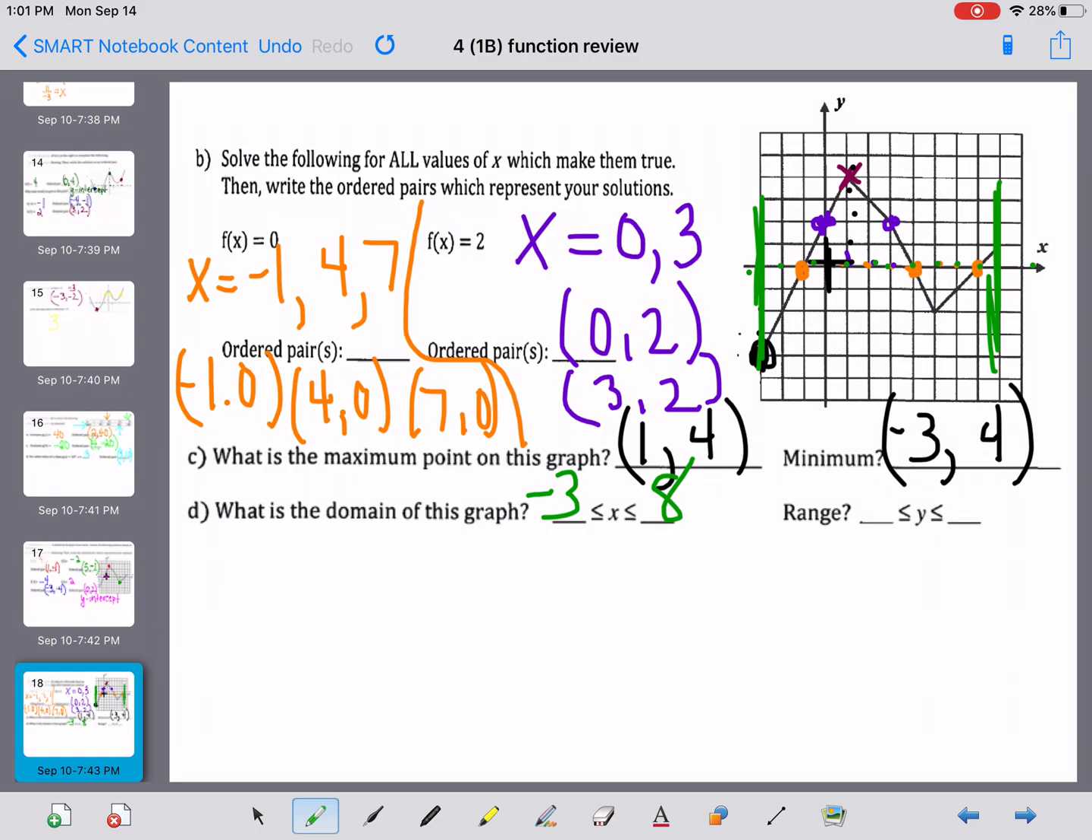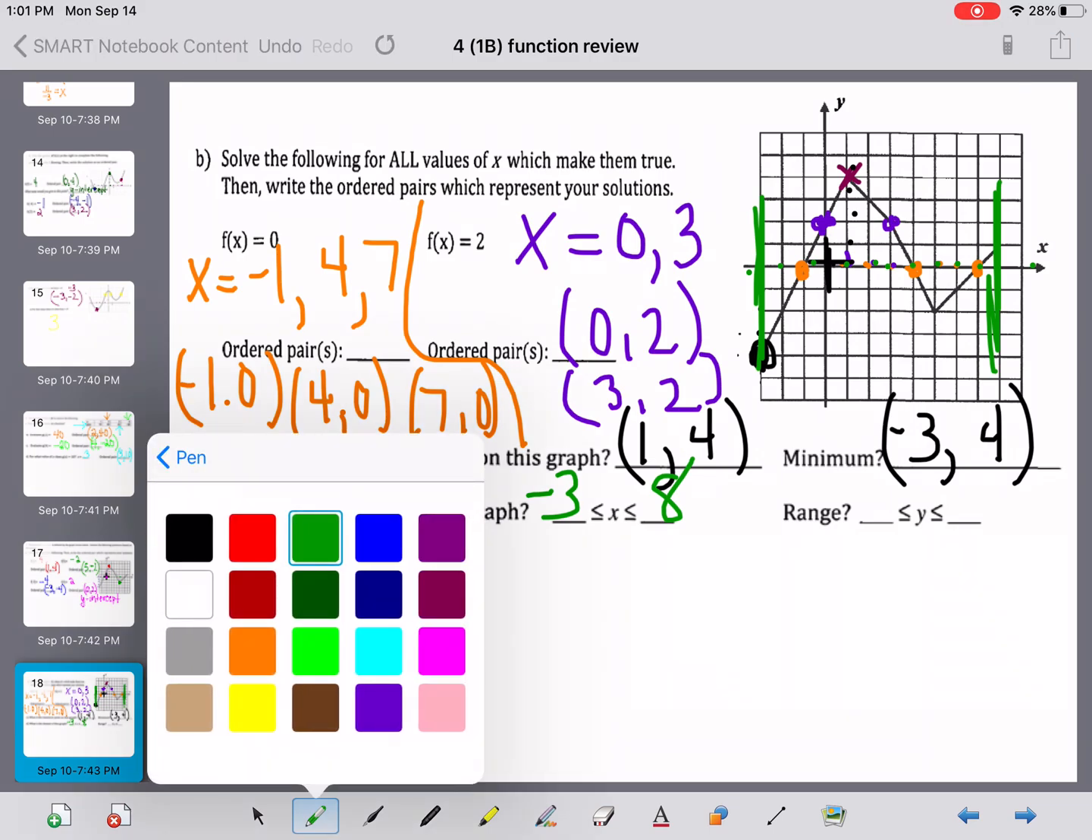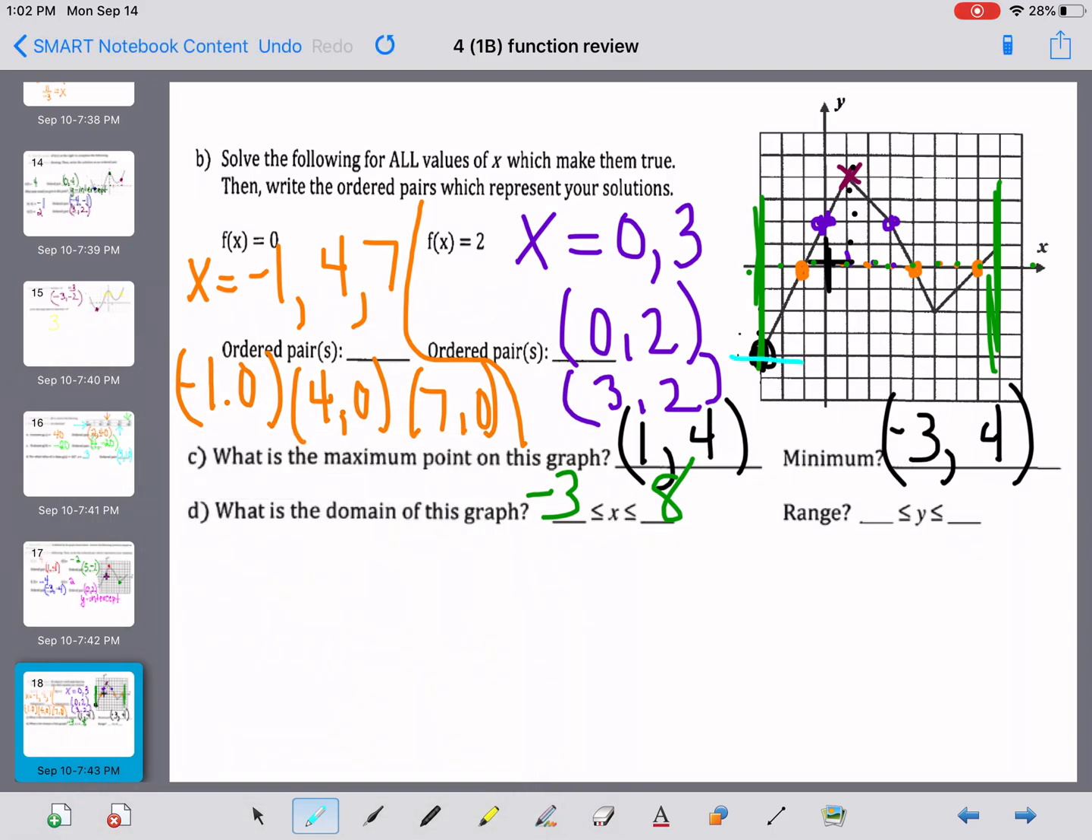Those are going to be our domain, and then our range of the graph. Here, if I can pick a better color, it's going to be the lowest point to the highest point, and our lowest point is going to be 1, 2, 3, negative 4, and the highest point on the graph is going to be at 1, 2, 3, 4.